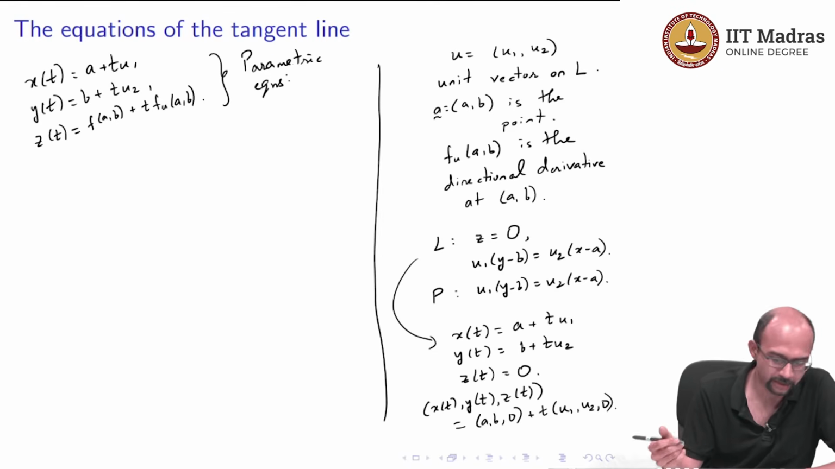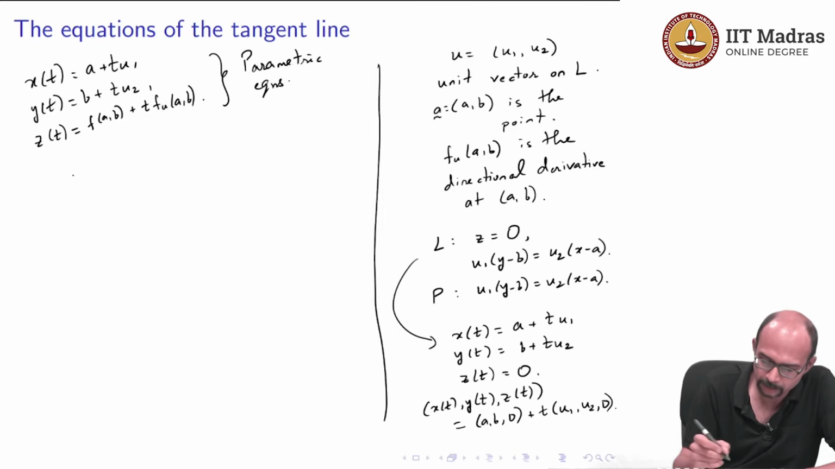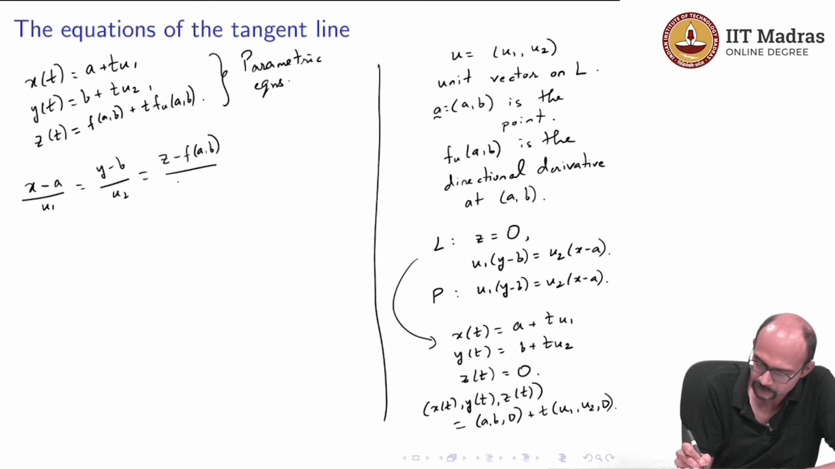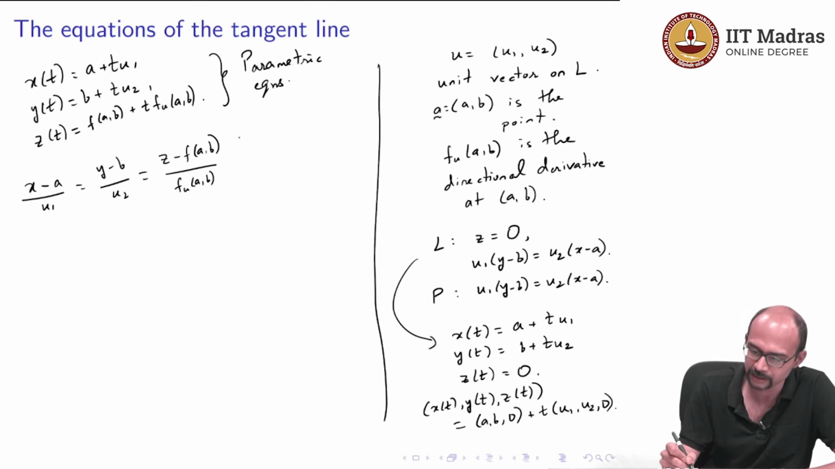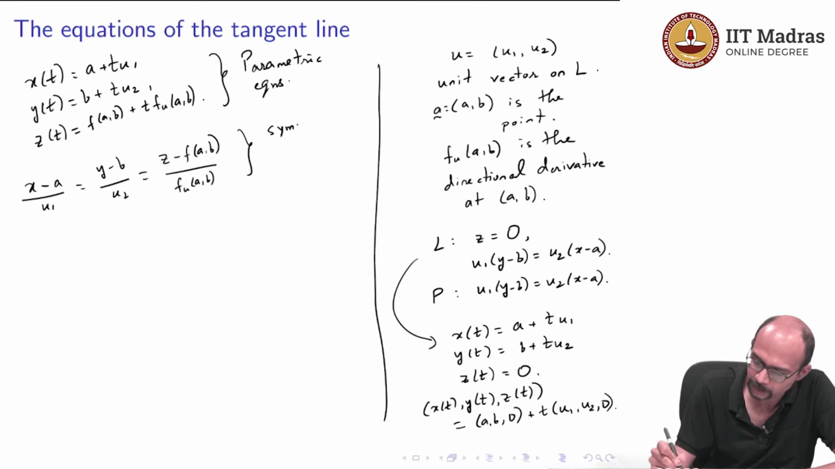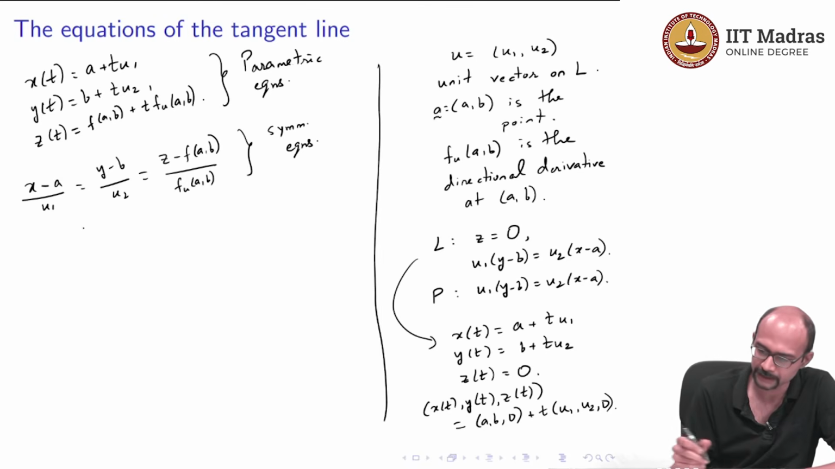Now, you can rewrite this in various ways. For example, you can rewrite this in the following form: (x − a)/u1 = (y − b)/u2 = (z − f(a, b))/f_u(a, b). Of course, you assume that these are non-zero. If they are 0, there is a way of interpreting this, etc. So, this is called the symmetric equations for the line. Not very important, but I am just mentioning it.